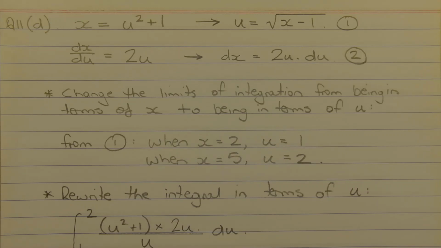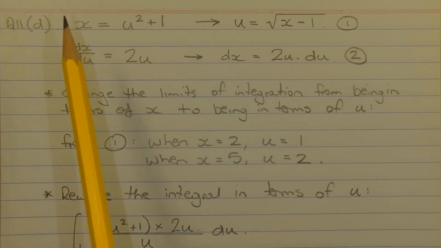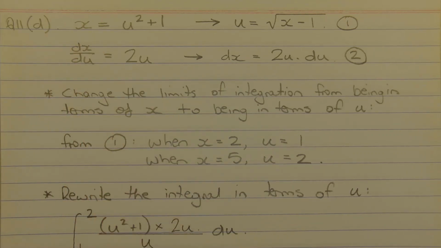Now the other thing we need to do is to differentiate x with respect to u, because the differential dx will need to be written in terms of the differential du. So differentiating x with respect to u, we get dx/du is equal to 2u, and then multiplying both sides of the equation by the differential du, we get dx is equal to 2u du, and we'll call this equation number 2.